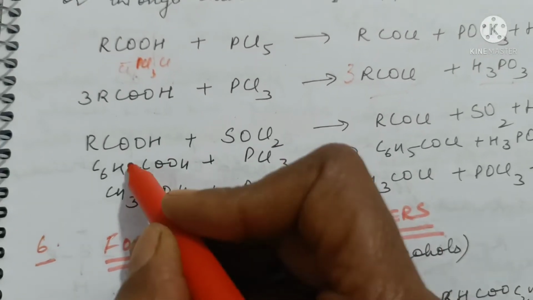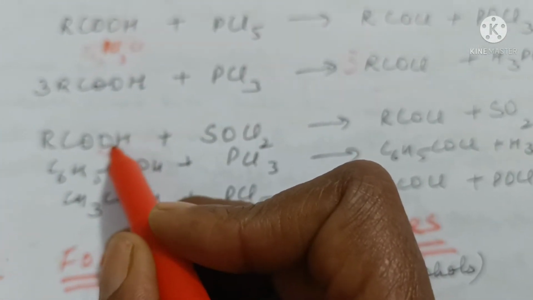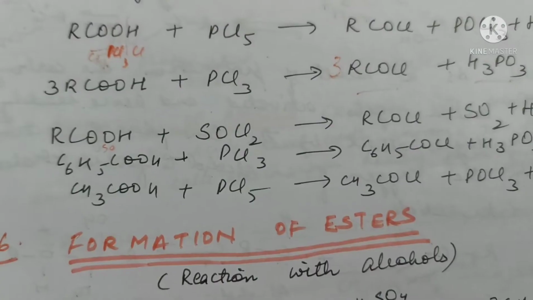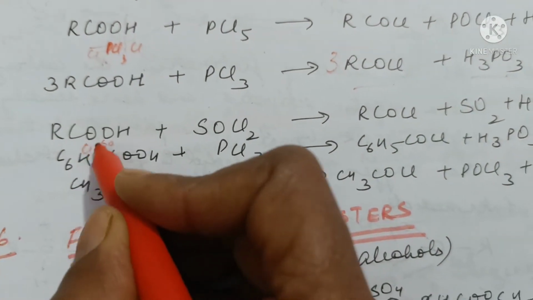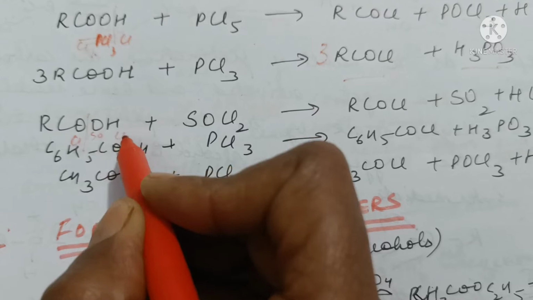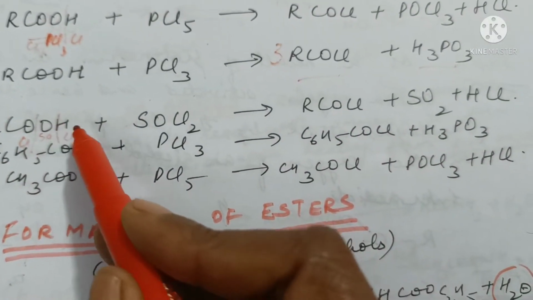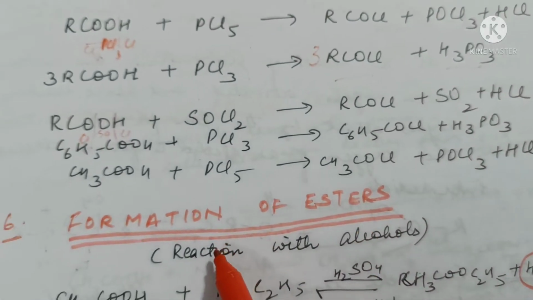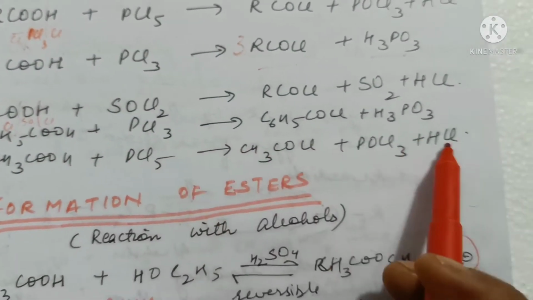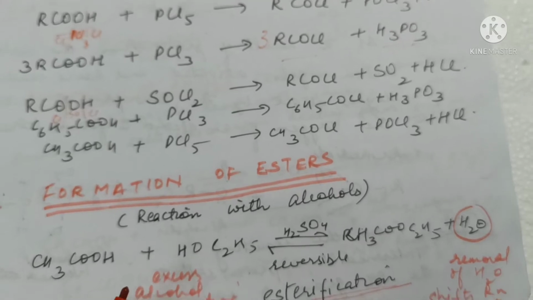Similarly, with thionyl chloride, SO will attach with oxygen to form SO2. One Cl will react to form acid chloride, the other Cl will react to form HCl. So RCOCl, SO2 and HCl are formed. Similarly, benzoic acid also reacts in a similar manner.